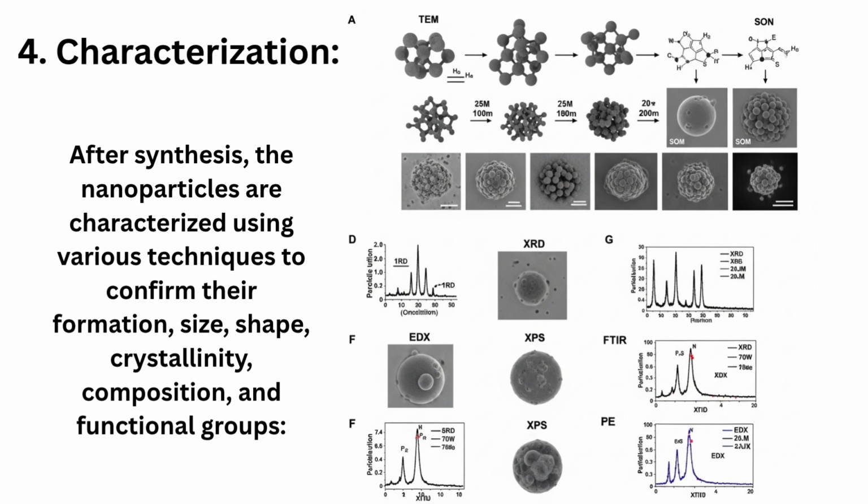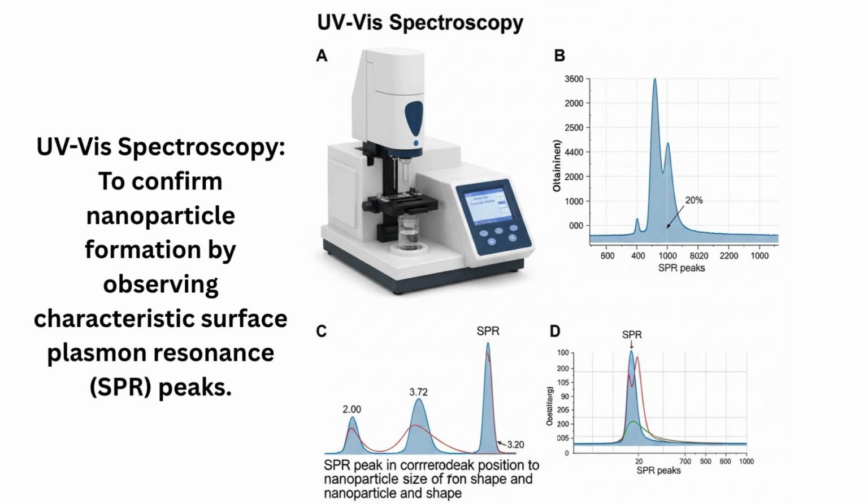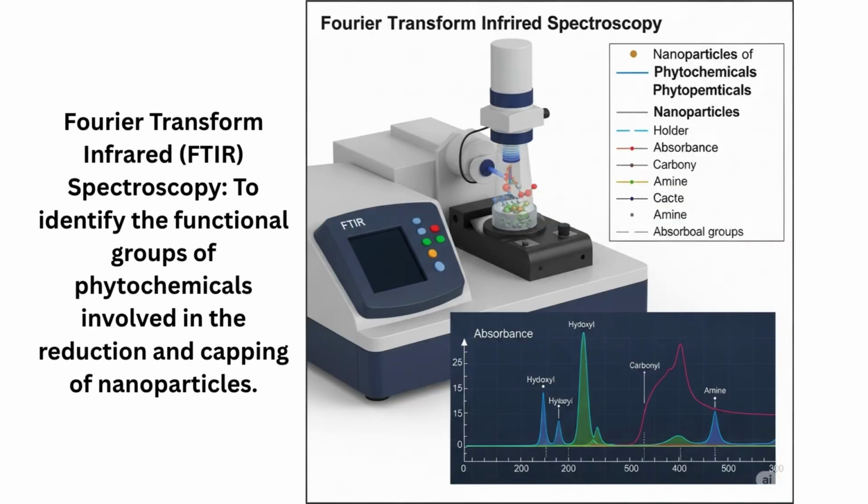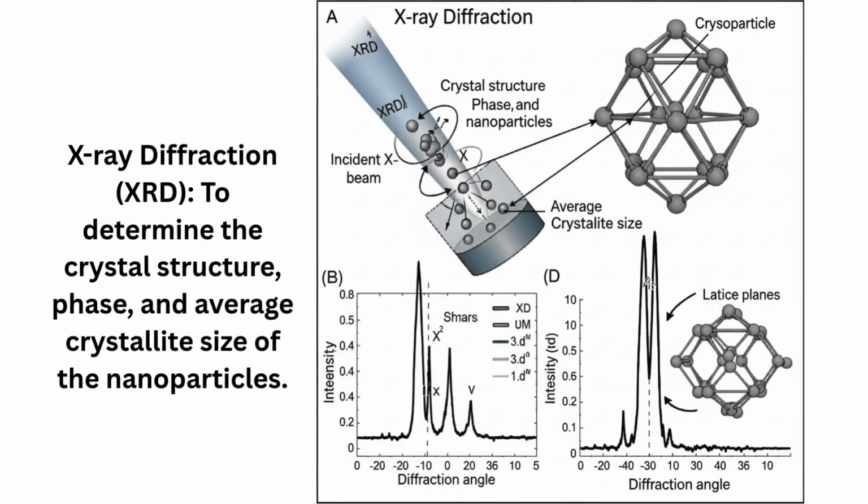4. Characterization. After synthesis, the nanoparticles are characterized using various techniques to confirm their formation, size, shape, crystallinity, composition, and functional groups. UV-vis spectroscopy, to confirm nanoparticle formation by observing characteristic surface plasmon resonance, SPR, peaks. Fourier transform infrared, FTIR, spectroscopy, to identify the functional groups of phytochemicals involved in the reduction and capping of nanoparticles. X-ray diffraction, XRD, to determine the crystal structure, phase, and average crystallite size of the nanoparticles.